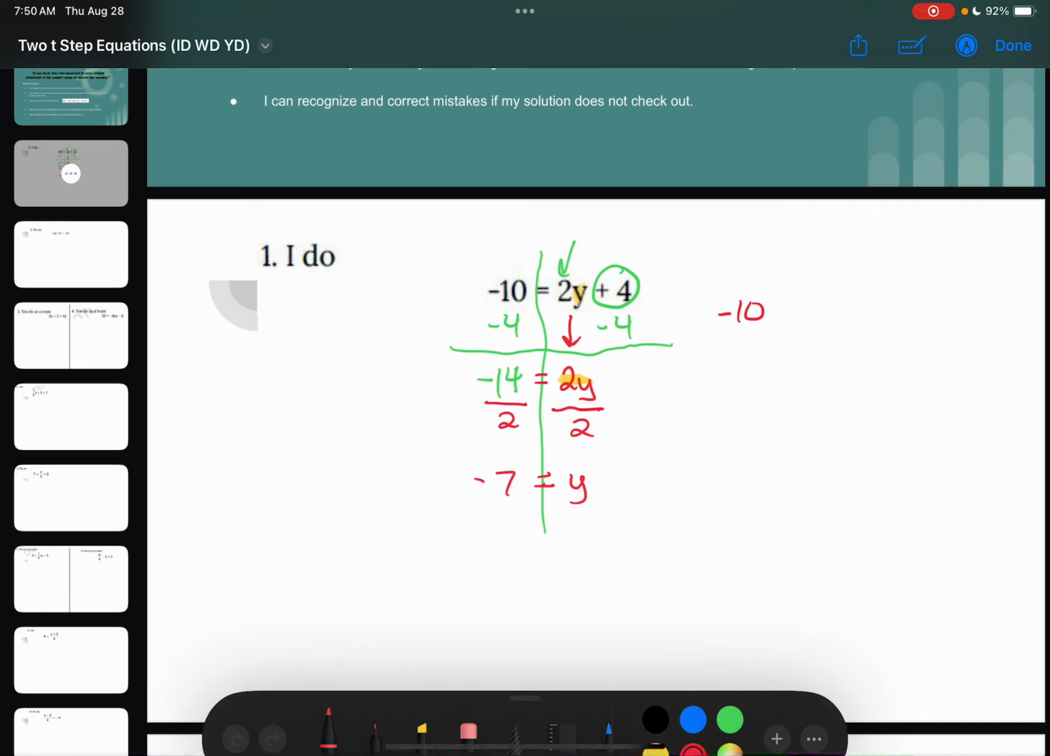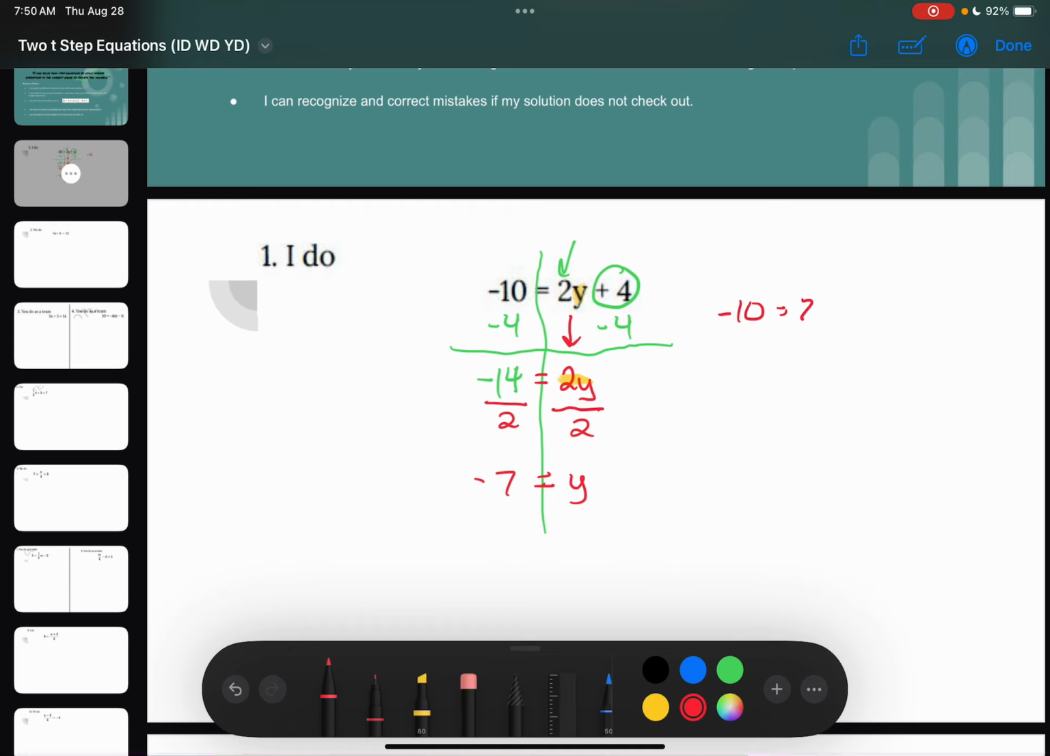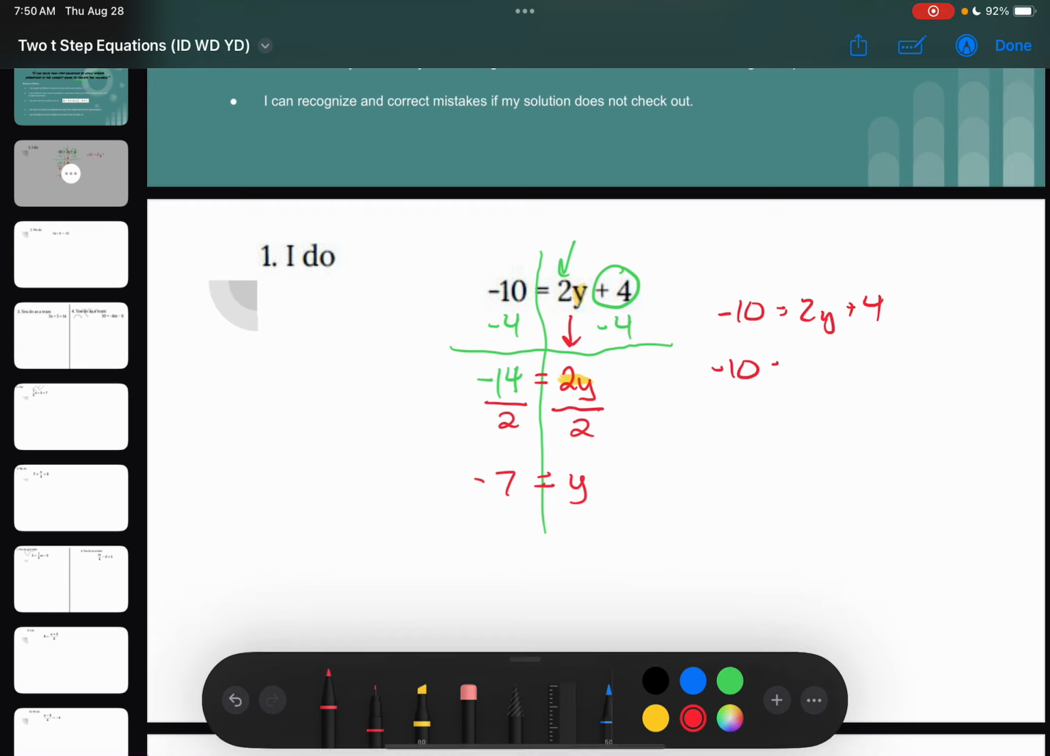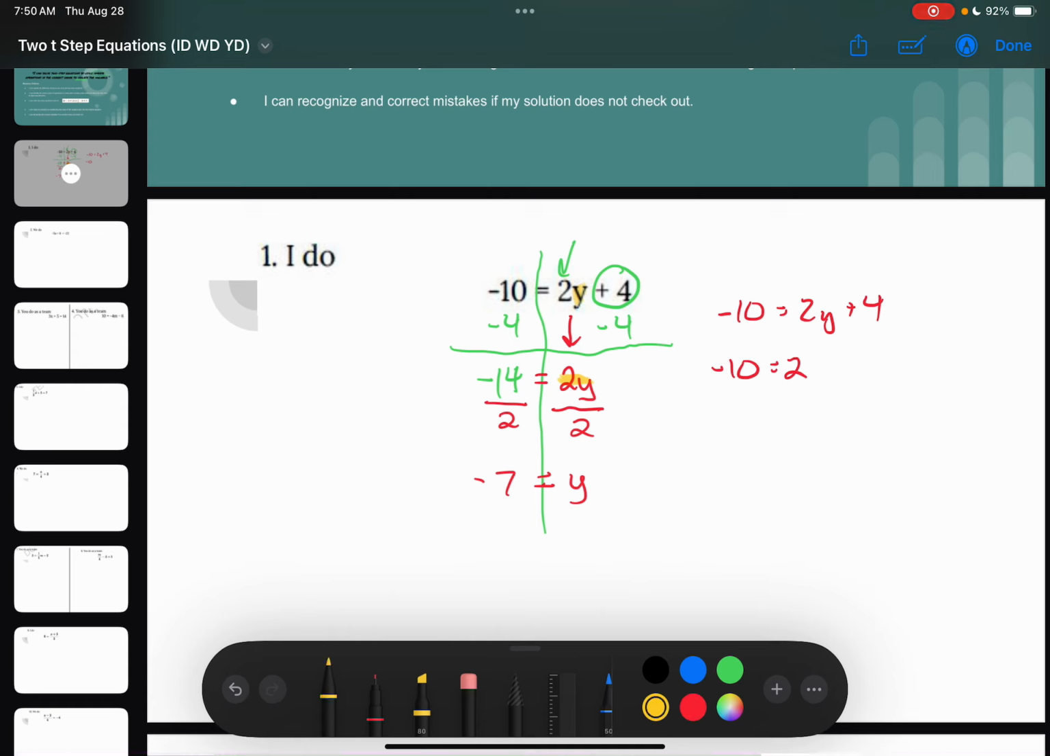And our check then would be negative 10 equals 2y plus 4, but we think that y should be negative 7. So if we keep going, negative 14 plus 4 on the right side, sure enough, is negative 10. Our check works. This is our answer.